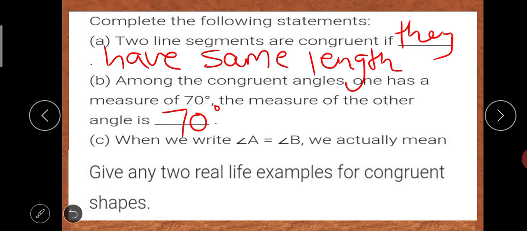So there are many examples we see in our daily life. Okay, from the same company, if you take pens, they are the same in length. So many examples are there. Any two examples we will write here. Even we can see stamps. If you find the same stamps, they are the same in length, which means they are copies of each other. So many examples are given in daily life, any two you have to write there.